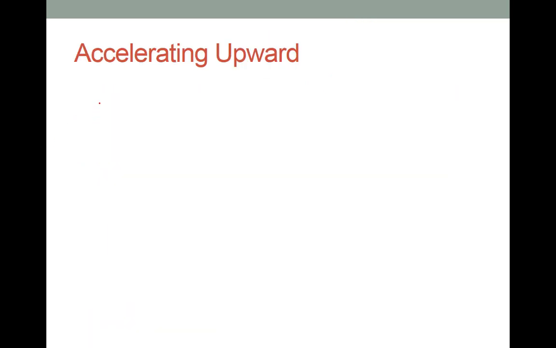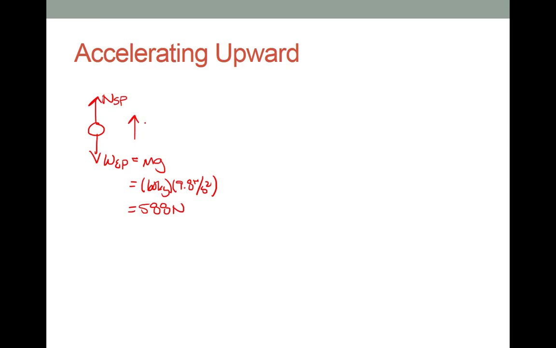Okay, so if it's accelerating upward, we have the normal force of the scale on the person and the weight of the earth on the person. Let's get something out of the way really quick because we're going to need it a lot. Remember, this is mg, which is 60 kilograms times 9.8 meters per second squared. 60 times 9.8 is 588 newtons. The other thing we know is we are accelerating upward, and that acceleration is 2 meters per second squared.